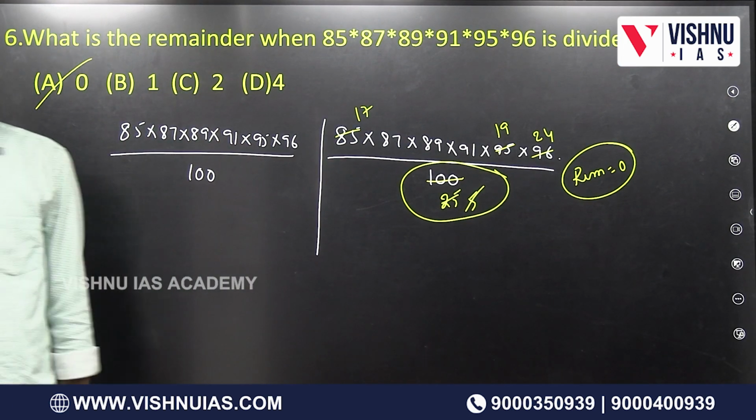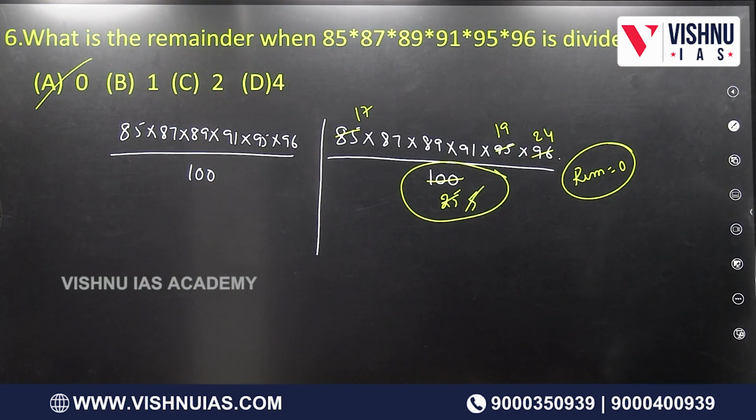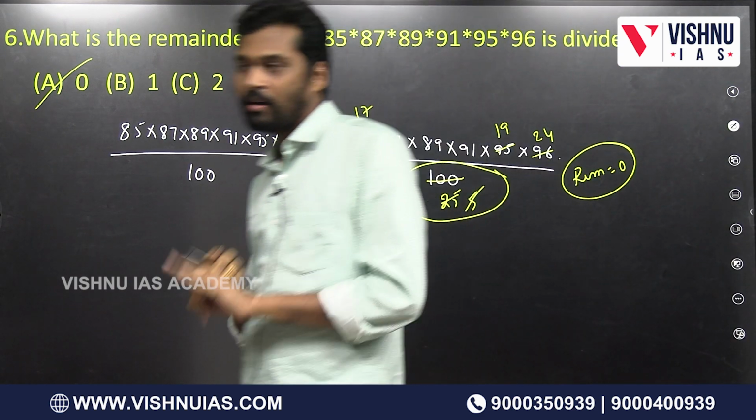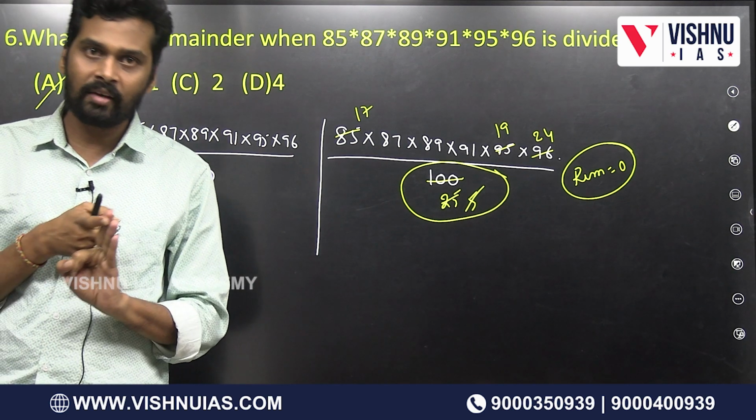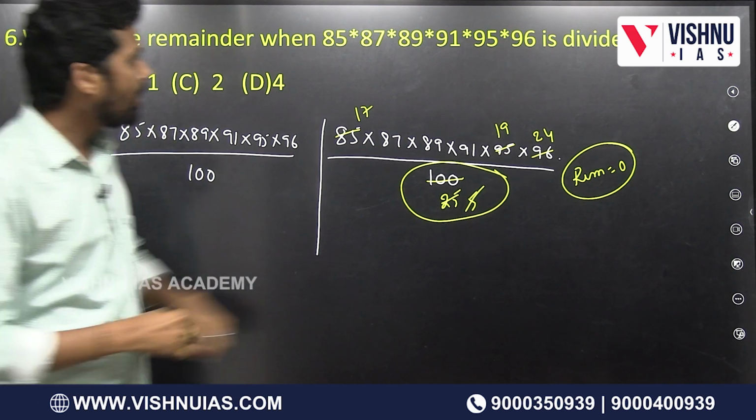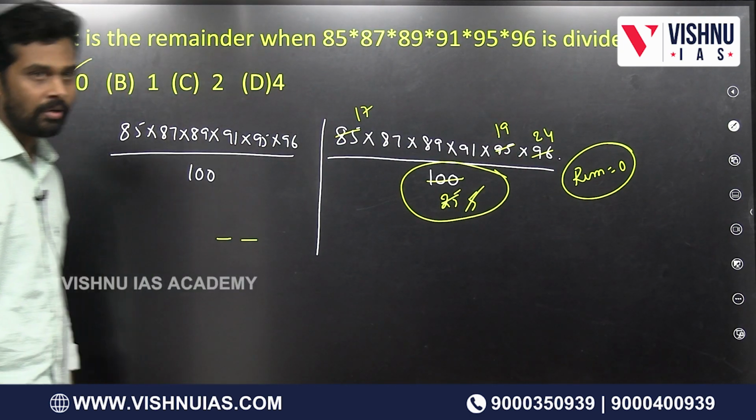Another logic is what? When we are dividing with 100. When we are dividing with 10, the remainder is the last digit. When we are dividing with 100, the last 2 digits are our answer. When we are dividing with 1000, the last 3 digits are the remainder. So dividing with 100 means the last 2 digits are our answer.